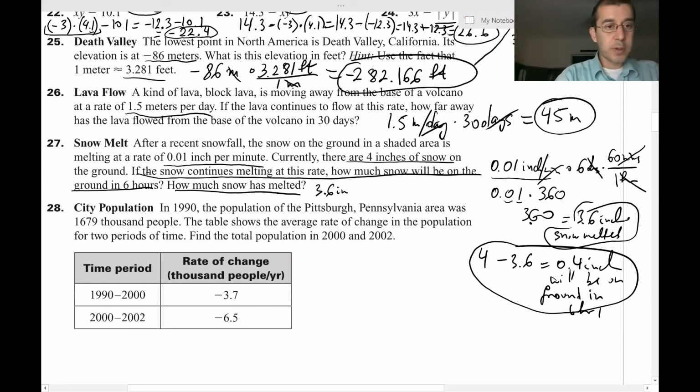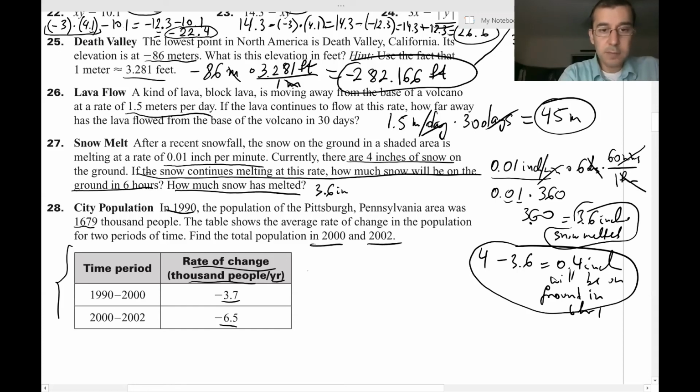Okay. And 28, city population in 1990. The population of the Petersburg, Pennsylvania area was 1,679,000 people. This table right here shows the average rate of change in the population for 2 periods of time, between 1990 to 2000 and 2000 to 2002. The rate of change is in thousands of people per year. So the population is decreasing every year by 3.7 thousand people. Okay, and then find the total population in 2000 and 2002.